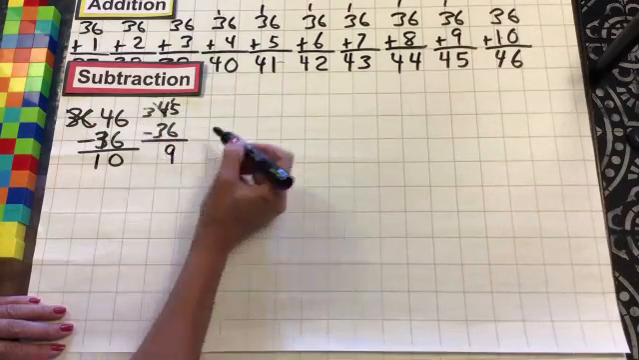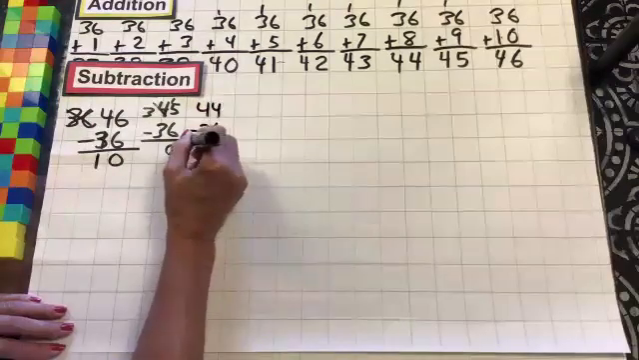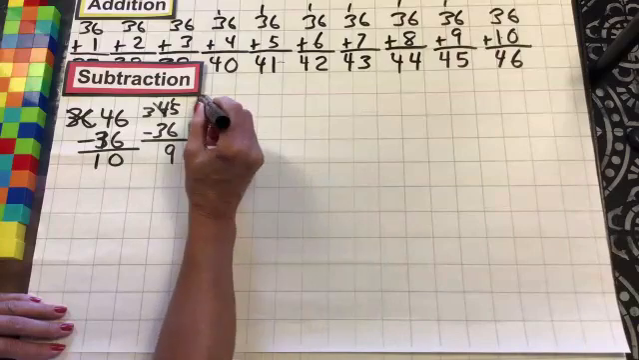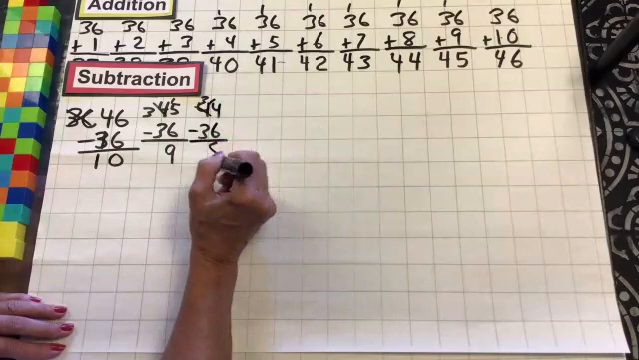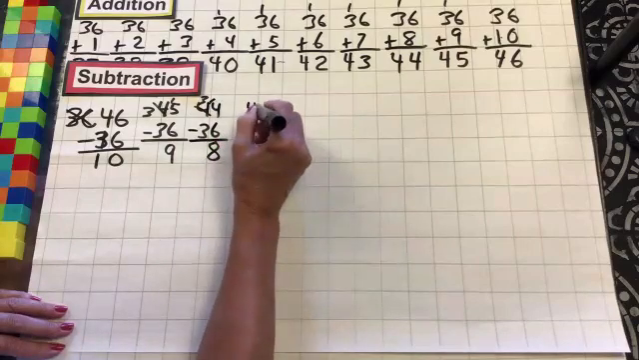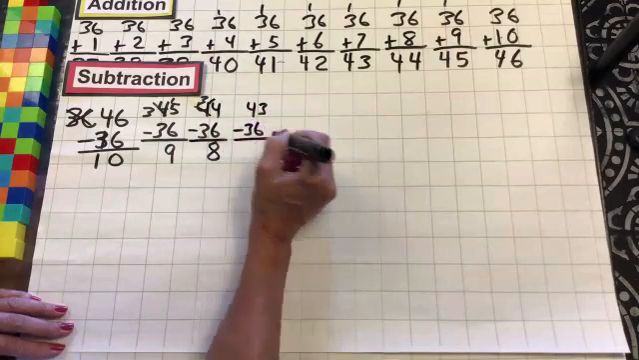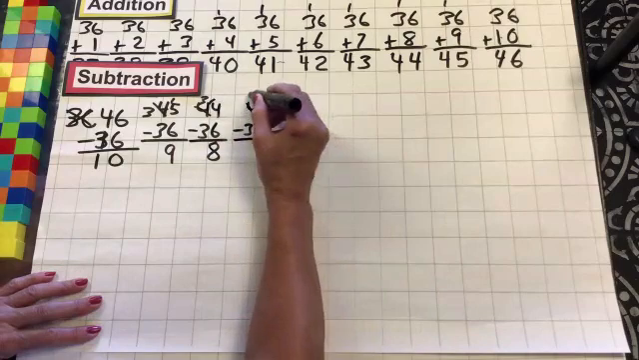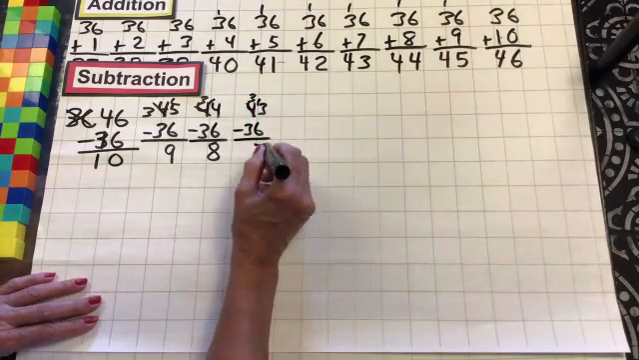3 minus 3, nothing. 44 minus 36. We can't take 6 from 4, so we borrow from the 4, leaving 3, making that 14. 14 minus 6 is 8. 43 minus 36 is next. Can't take 6 from 3, so we borrow from the 4, leaving 3, making that 13. 13 minus 6 is 7.